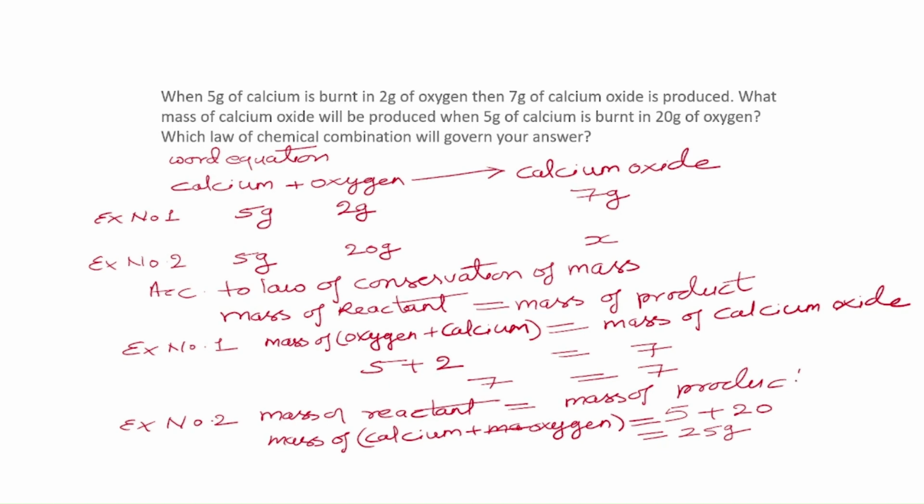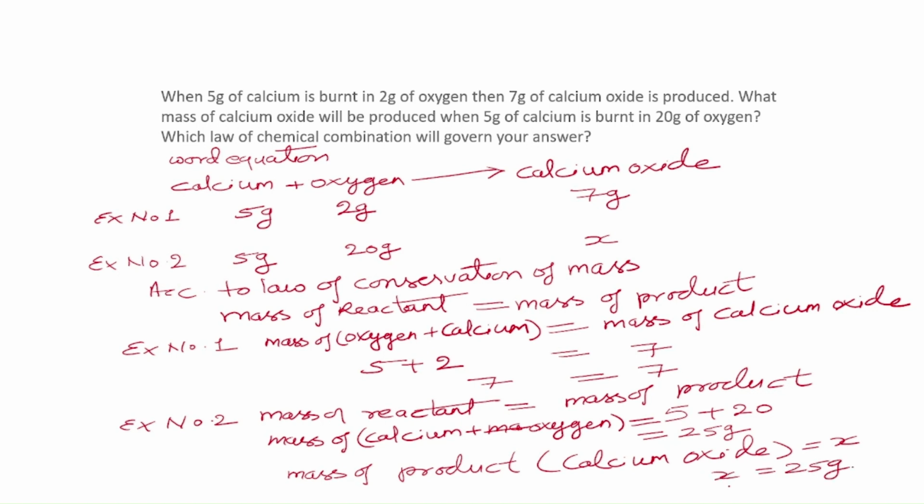But the mass of product is not given here. But we know that mass of reactant is equal to mass of product. So if the mass of reactant is 25 gram, what is the mass of product here? Product means calcium oxide, and here we mention it as X. So X is equal to 25 gram.